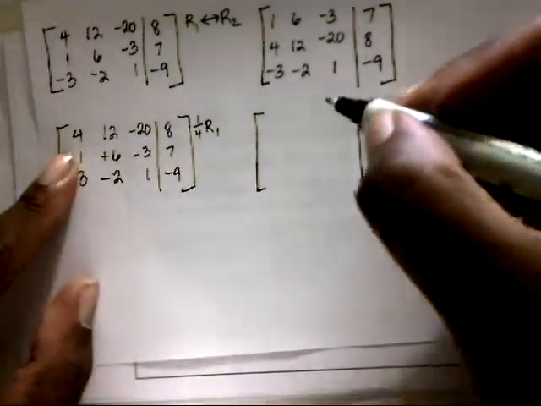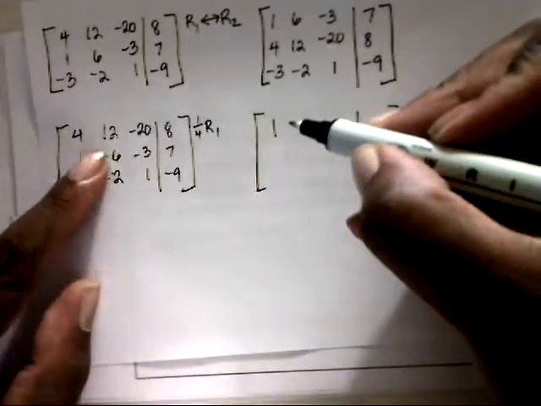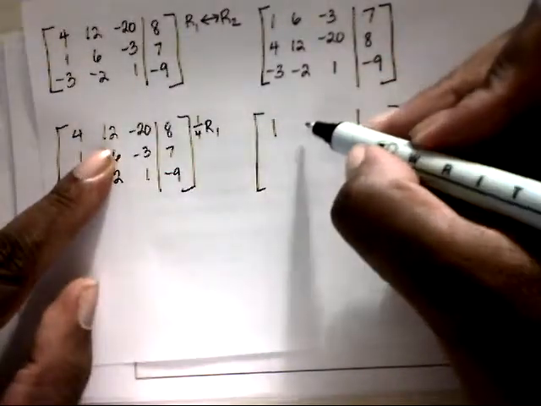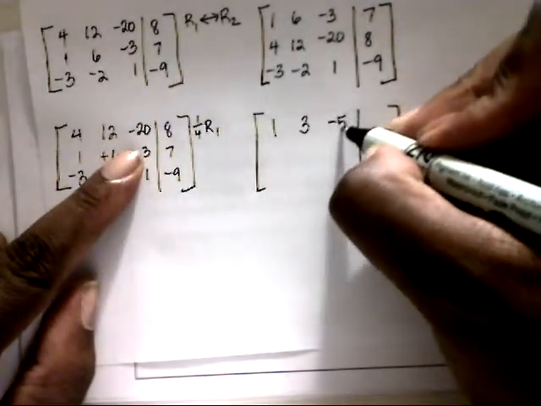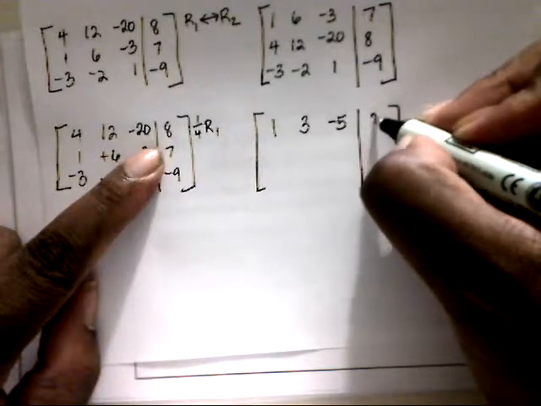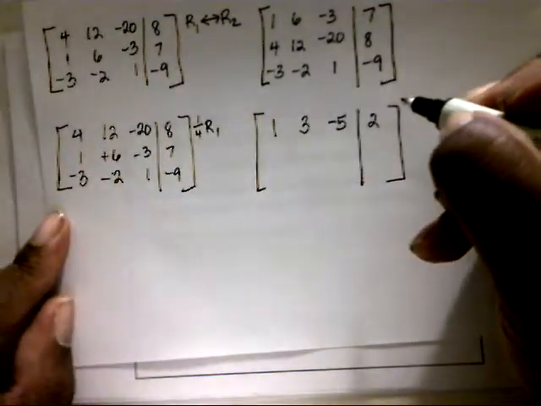So if I take 1/4 of 4, that's going to be 1. 1/4 of 12 is 3. 1/4 of negative 20 is negative 5. And 1/4 of 8 is 2. Okay, and that's all there is to it.